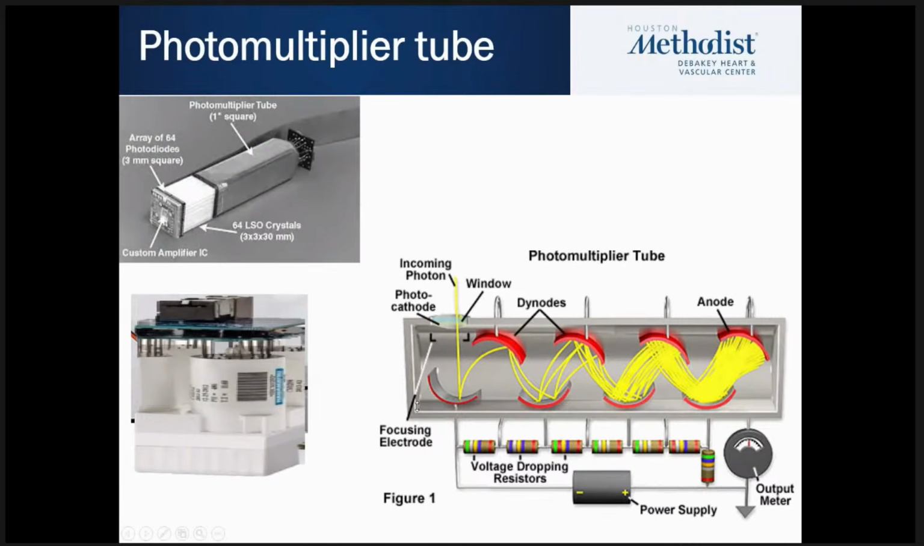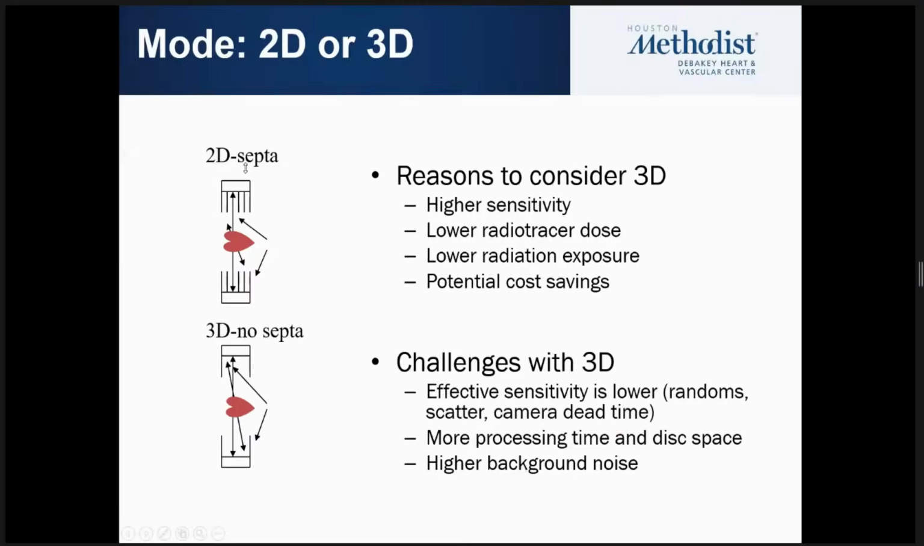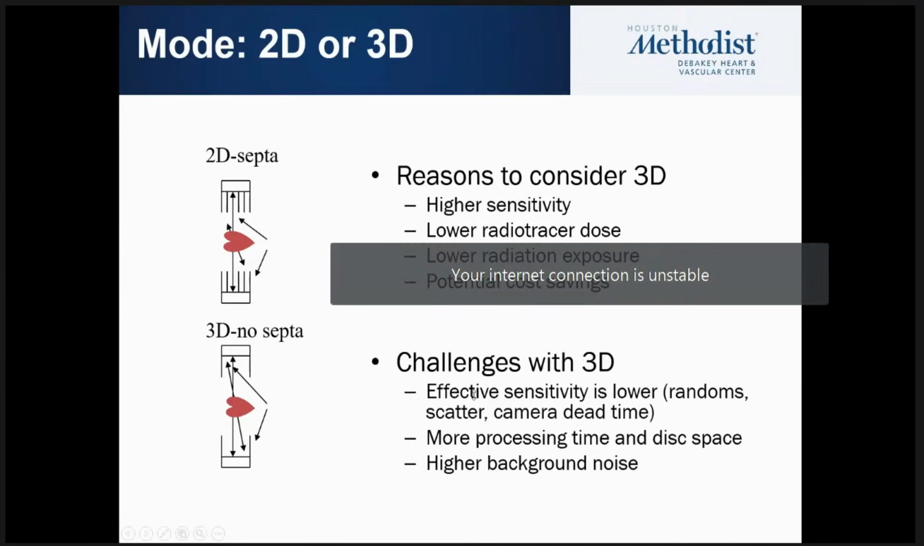So these allow for higher sensitivity nowadays. Now there are a few differences between older systems and newer systems, which is the 2D versus the 3D systems. So in the 2D systems we have some septae, so we will only detect photons that come and pass through the septae. The detectors have lead septae in front.